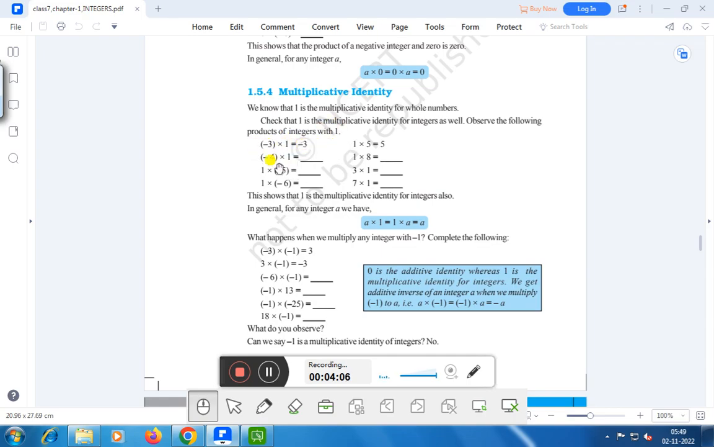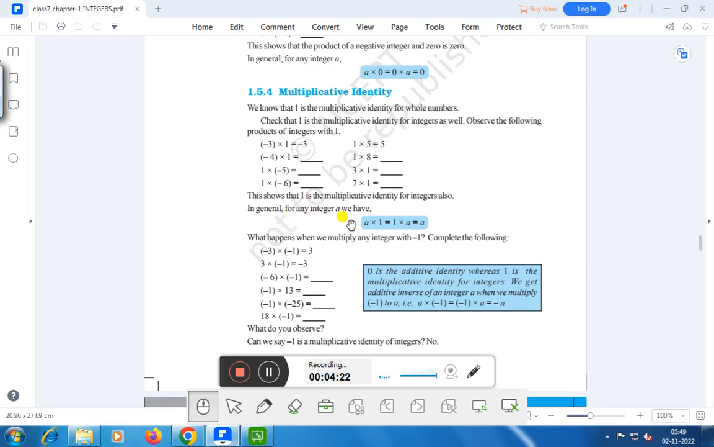Minus 3 into 1, that is minus 3. Minus 4 into 1, that is minus 4. 1 into minus 5, that is minus 5. 1 into minus 6 is equal to minus 6. 1 into 5, 5. 1 into 8, 8. 3 into 1, 3. 5 into 1 is equal to 5. This shows that 1 is the multiplicative identity for integers.